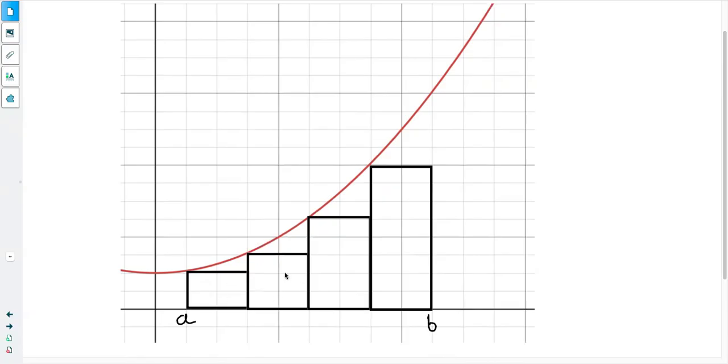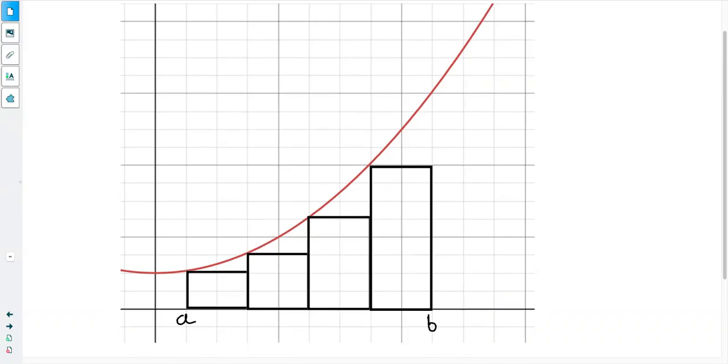Now, as you can see, if we get the area of this plus the area of this plus the area of this plus the area of this, that's going to approximate our area under the curve from here to here. But obviously, it won't be the exact value. It's only an approximation because we're missing this area, this area, this area, and this area.